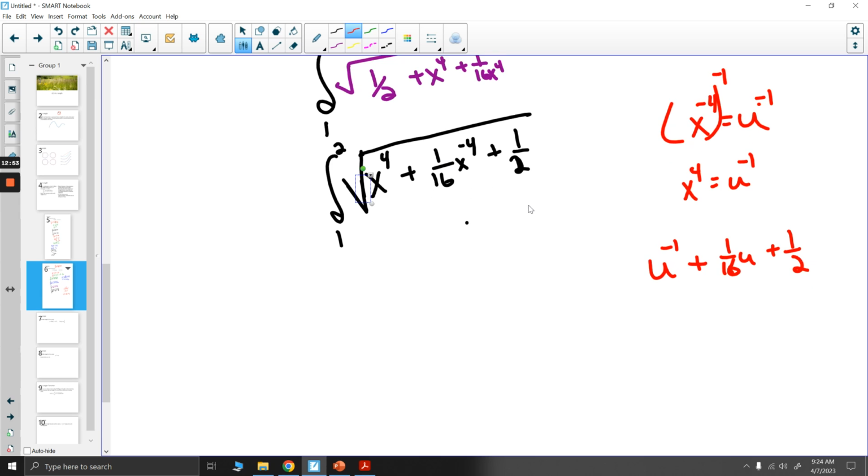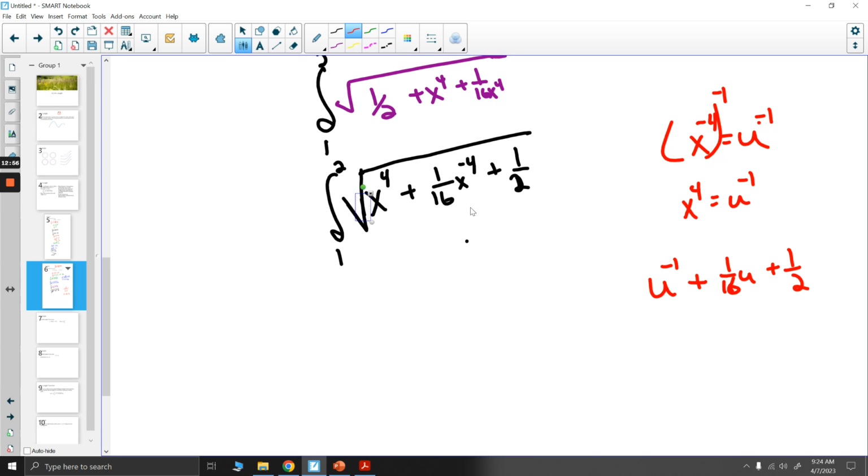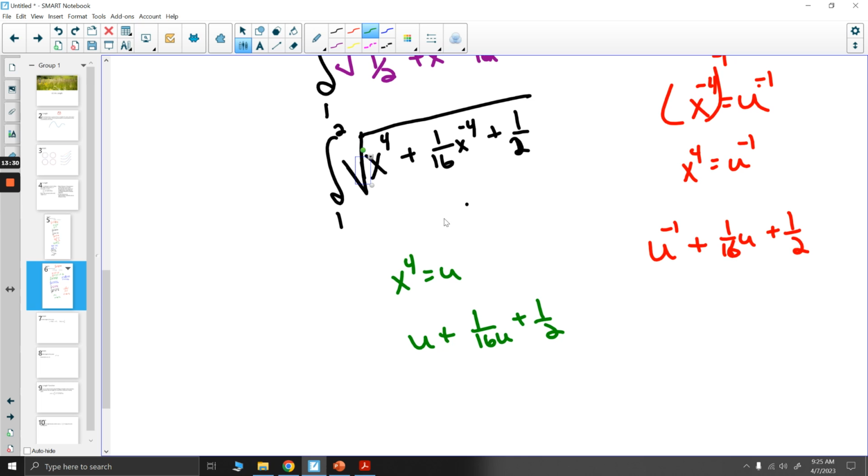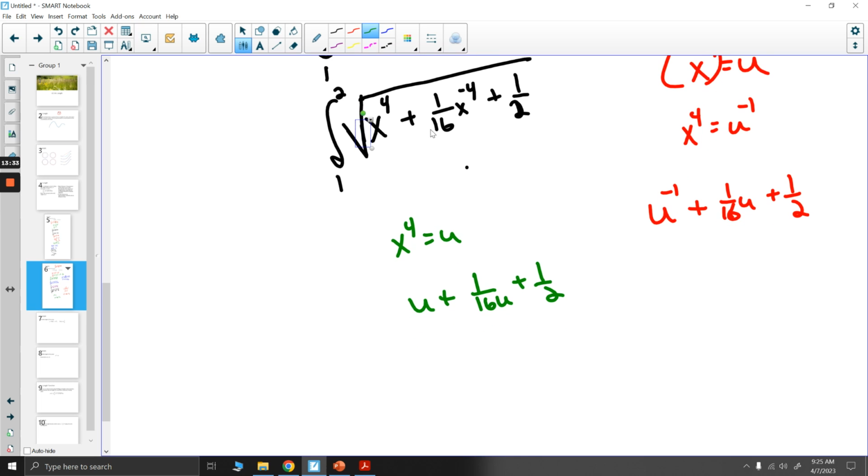When I do integration or quadratic in form, I generally just think of this as my u, but maybe this isn't the correct move. So instead, I'm going to go elsewhere. But again, when I see a trinomial, x's of different powers, I'm at least trying that thing. The next thing: what about x to the 4th being u? Then this would be u plus 1 over 16u, plus 1/2. Now, that is probably still not good enough for us, because we're having issues with this square root. So the next option is to combine everything.